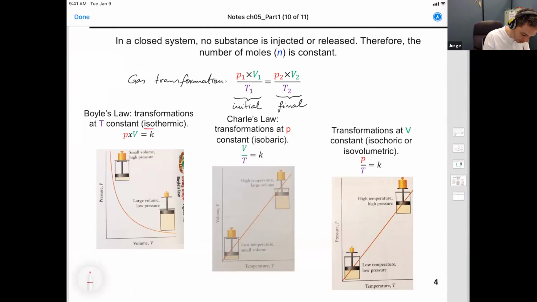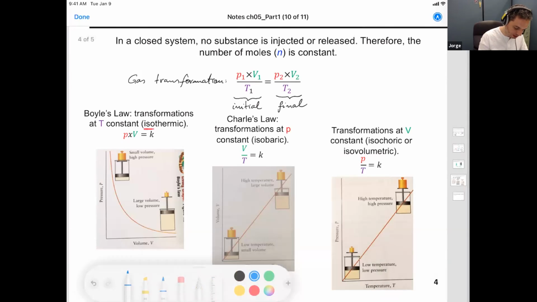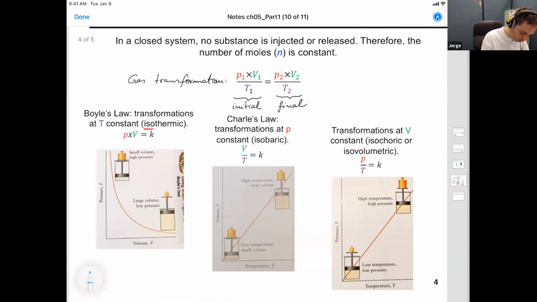Remember that iso always means equal, and then the rest of the word will tell you which of the variables will be constant. Thermic comes from temperature, therefore isothermic transformations are any transformation where the temperature is kept constant.